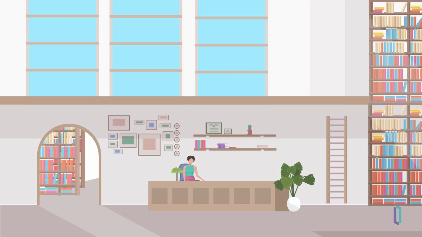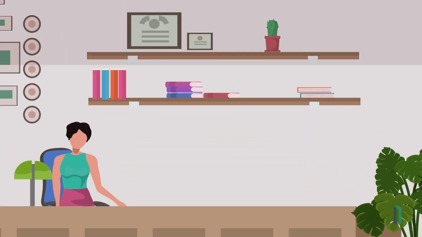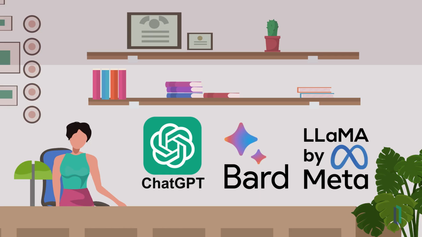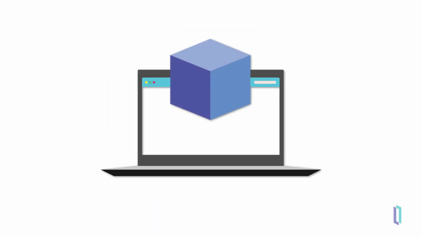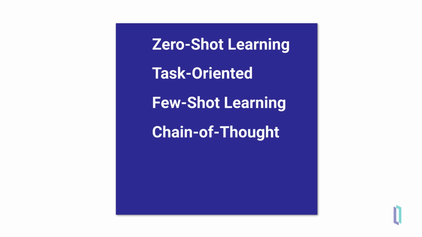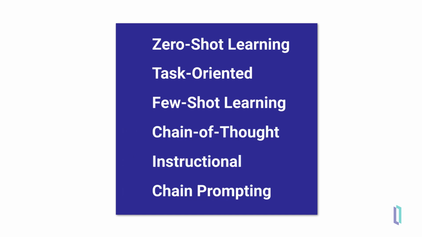Let's begin with an example of an online bookstore assistant. We'll use ChatGPT, but you can use any AI tool such as Bard or Llama. We'll walk through 6 common techniques for creating prompts, spanning from more open-ended to more prescriptive: zero-shot learning, task-oriented, few-shot learning, chain of thought, instructional, and chain prompting.